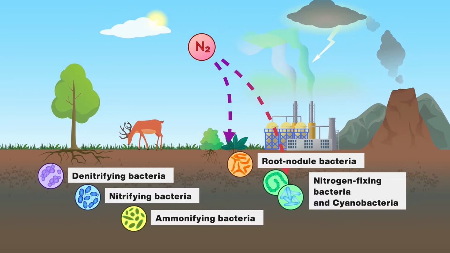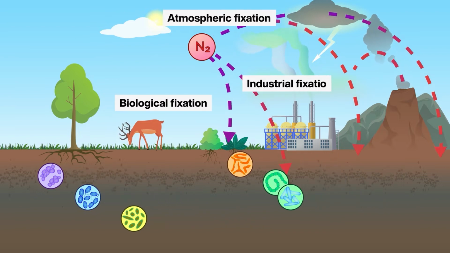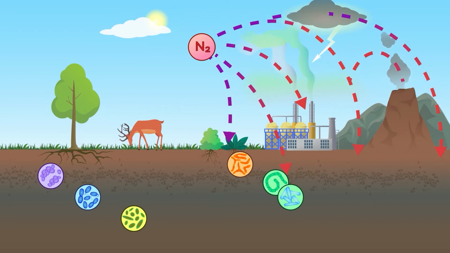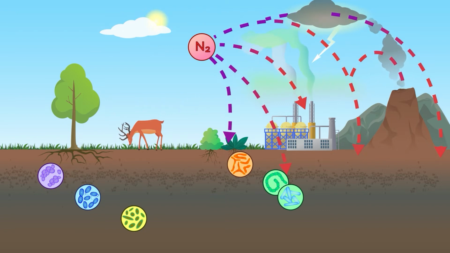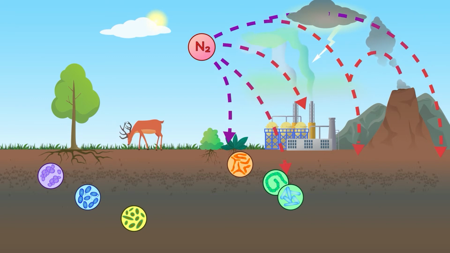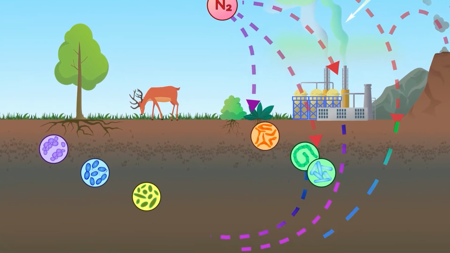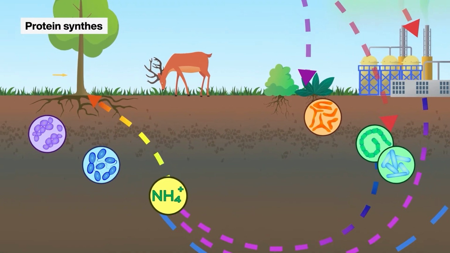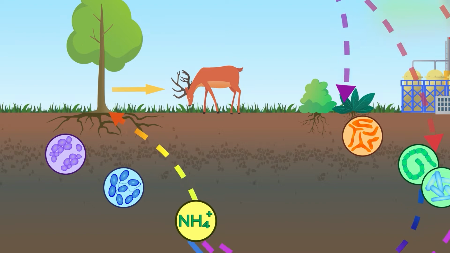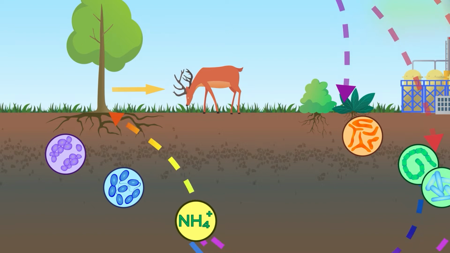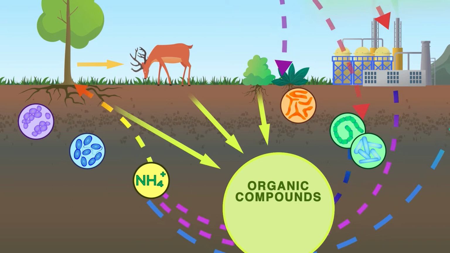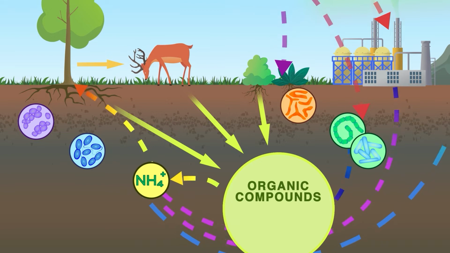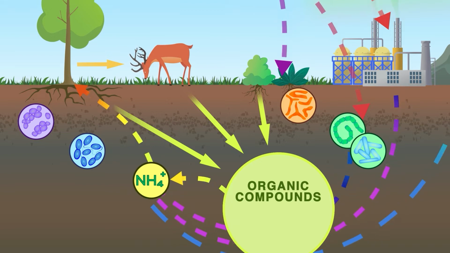Stage 1 involves biological, atmospheric, and industrial nitrogen fixation. What's interesting is that industrial fixation is 10% higher than the total amount of nitrogen produced by biological and atmospheric fixation. Stage 2. Ammonium turns into plant protein. Stage 3. Plant proteins transform into animal proteins. Stage 4 involves the decomposition of both plant and animal proteins. This is ammonification, which takes place after the death of living biomass.